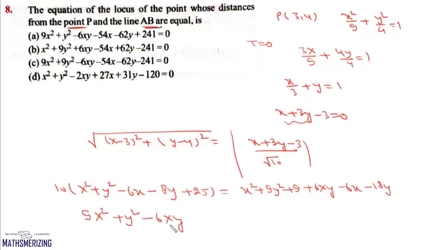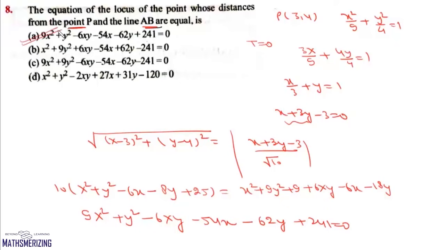minus 6xy. Now it will be minus 60x and then plus 6x. So there will be minus 54x, then minus 80 and plus 18. So there will be minus 62y, and finally it will be 250 minus 9, and that should be 241 equals to 0. So equation will be 9x square plus y square minus 6xy minus 54x minus 62y plus 241, and that's your option A.